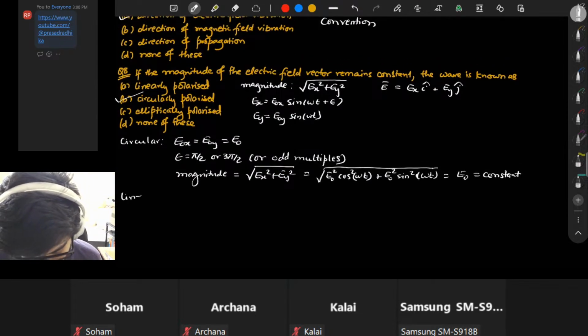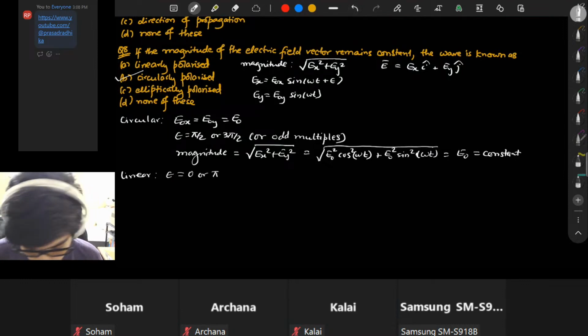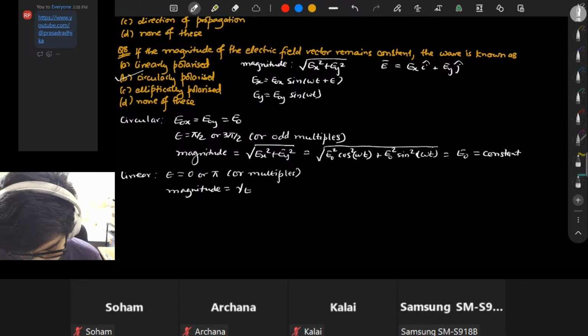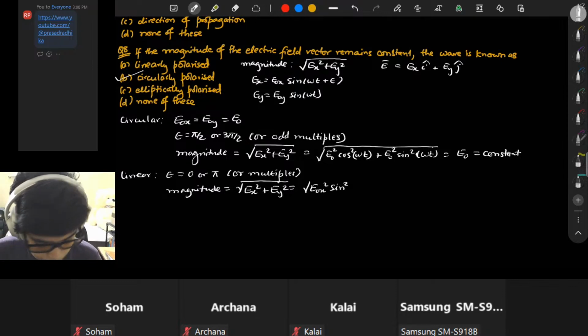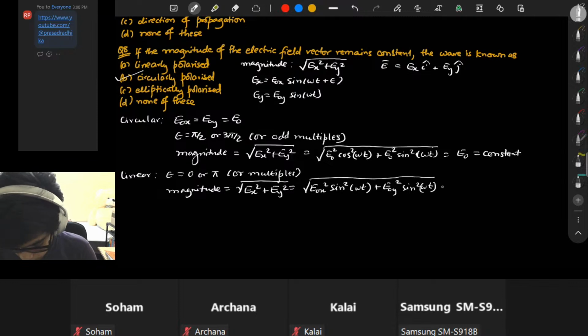Then if we look at the case of linear polarized light, then in linear, epsilon is equal to 0 or pi or multiples of pi. And in this case, my magnitude turns out to be Ex squared plus Ey squared. This is equals to E naught x squared sine squared omega t plus E naught y squared sine squared omega t, and we can take out sine squared omega t common. So this gives us E naught x squared plus E naught y squared sine omega t.